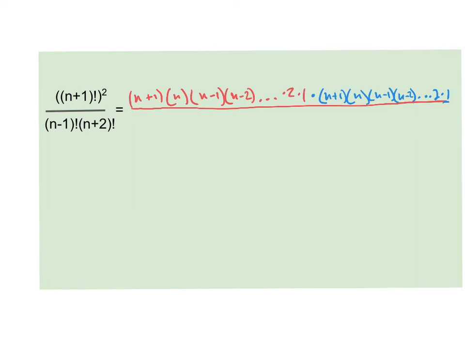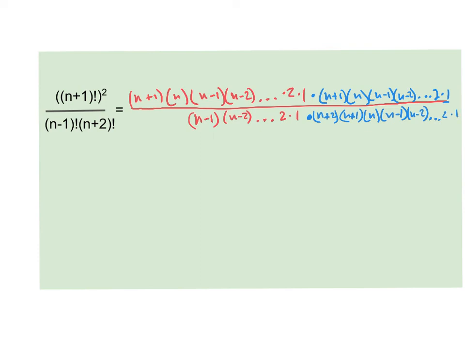Now on the bottom, I'm going to do the same thing. I'm going to do n minus 1 factorial. Well, that's just going to be n minus 1 times n minus 2, and then we get down to 2 times 1. And then I'm going to multiply that by n plus 2 factorial. So that's n plus 2 times n plus 1 times n times n minus 1 times n minus 2, and then times 2 times 1.